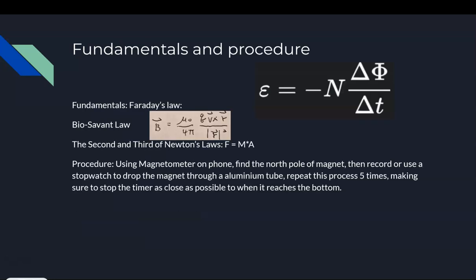Fundamentals and the procedure. We have Faraday's law, which the entire thing is based off of, Biot-Savart's law, which is used for some formulas, and Newton's second and third laws, which are also used for some formulas. The procedure: we use the magnetometer app on our phone to find the north pole of a magnet. Then we use a stopwatch to time the magnet dropping through an aluminum tube. We repeat this process 5 total times, making sure to stop the timer as close as possible to when it reaches the bottom to keep the same level of measurement throughout.